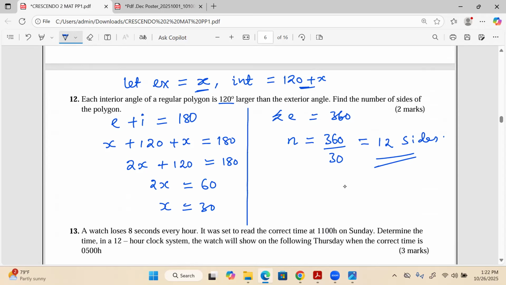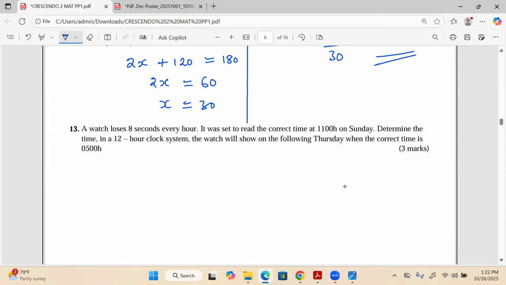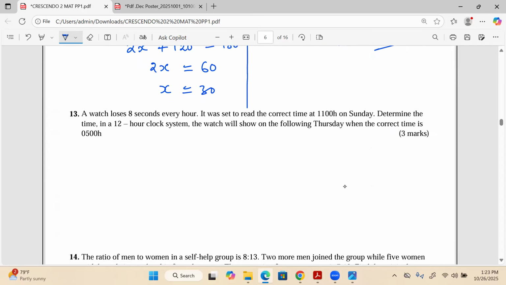Let's check number 13. A watch loses 8 seconds every hour. It was set to read the correct time at 11:00 hours on Sunday. Determine the time in the 12-hour clock system the watch will show on the following Thursday when the correct time is 05:00 hours. So it was correct time at 11 on Sunday, and we want to proceed up to 0500 on Thursday. How many hours are in between?